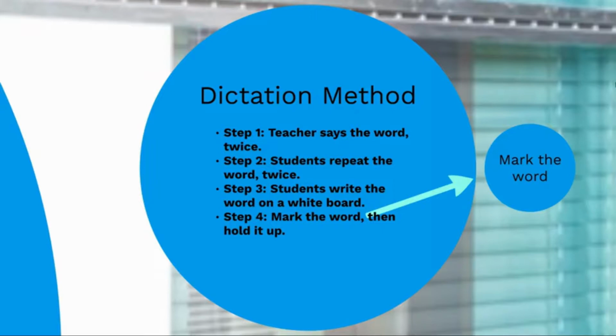Step 4 of the dictation method is that students will hold up the whiteboard where they have written their word. The point of this is for immediate feedback. The teacher can see whether or not the student has written the word correctly and can immediately give that student feedback that will help them to learn those spelling patterns more effectively.